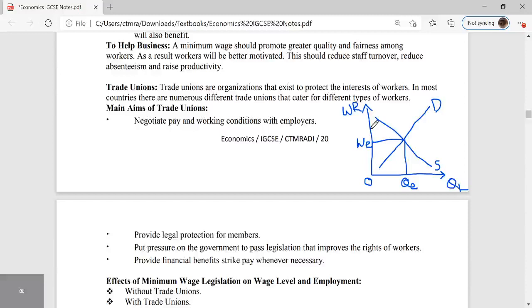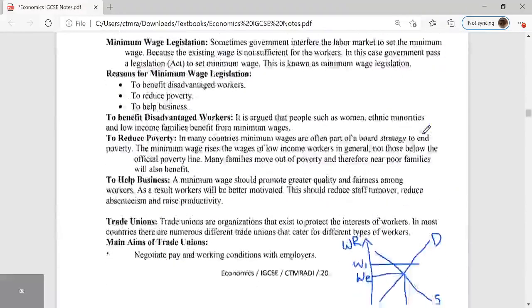When the government finds out that the equilibrium wage rate is too low, they interfere and say, okay, this is the minimum. No one can pay the equilibrium wage now; minimum they have to pay W1, which is the minimum. So this is minimum wage legislation. It's a law which ensures that the employer has to pay at least this wage rate to the workers.